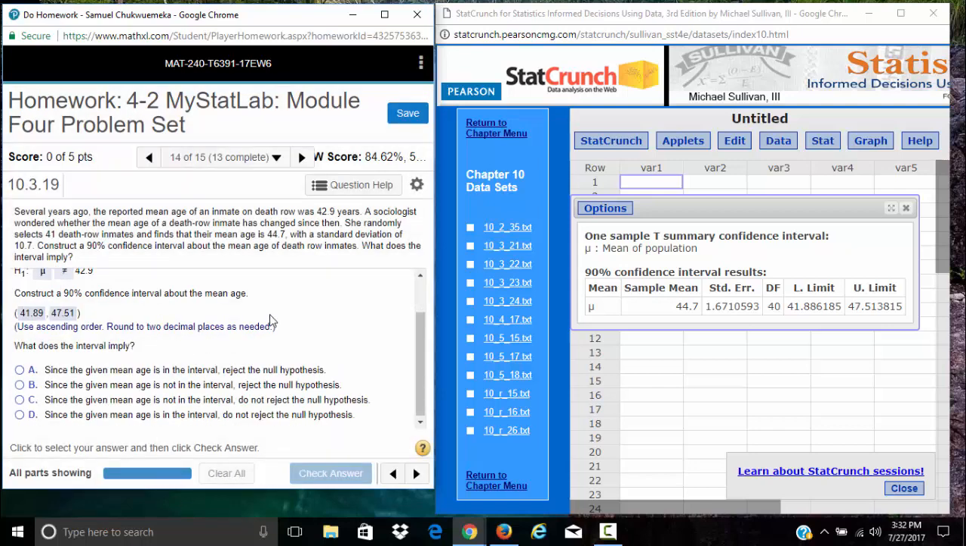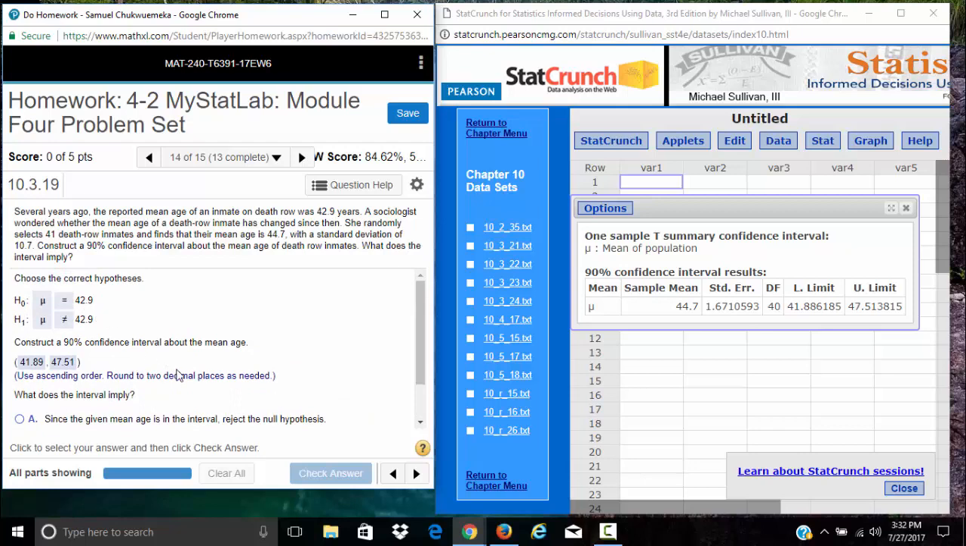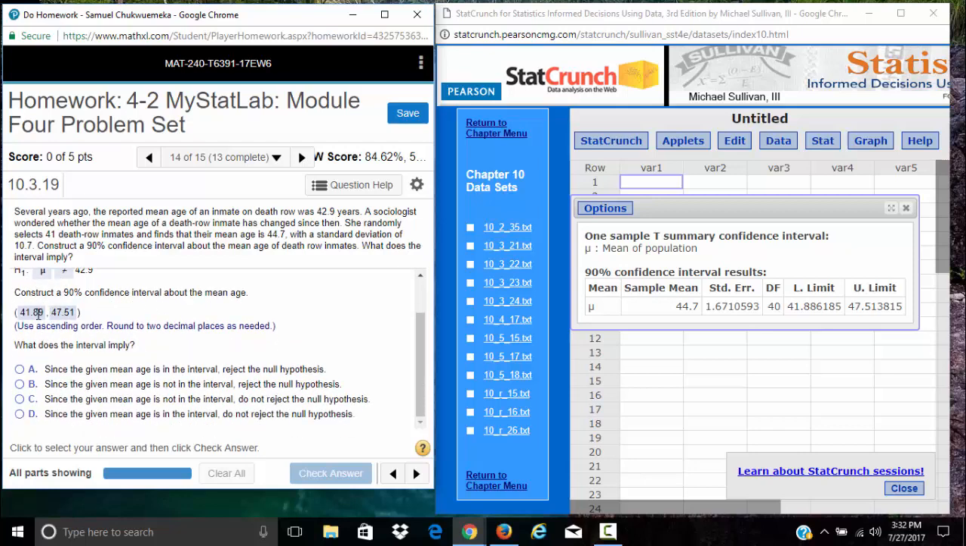What does the interval imply? The mean is 42.9. Is it in between this interval? As you can see, 42.9 is in between this interval. So since the given mean age is in the interval, do not reject the null. Of course, if the given mean age is in the interval, that is why you should not reject the null.